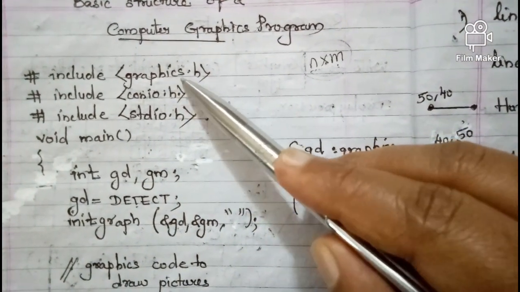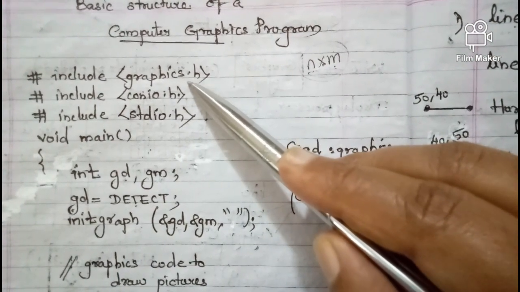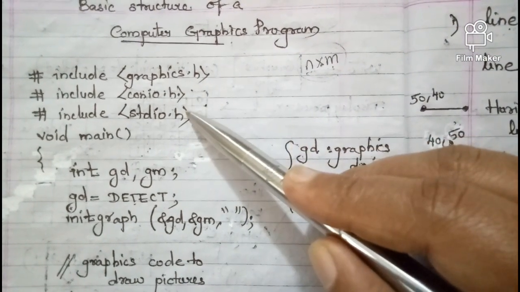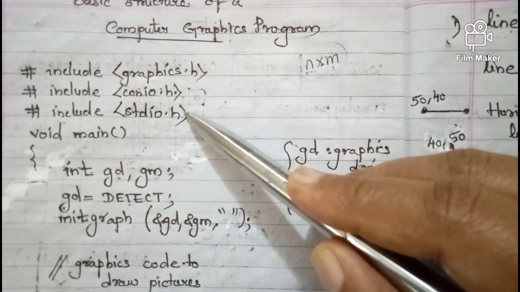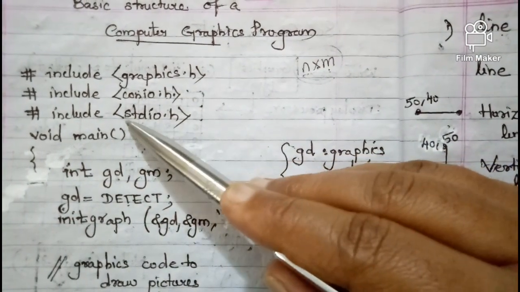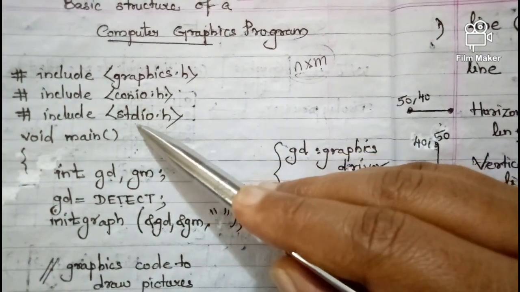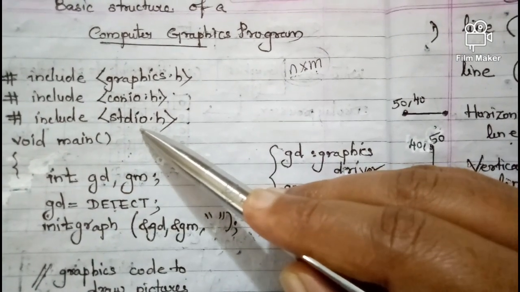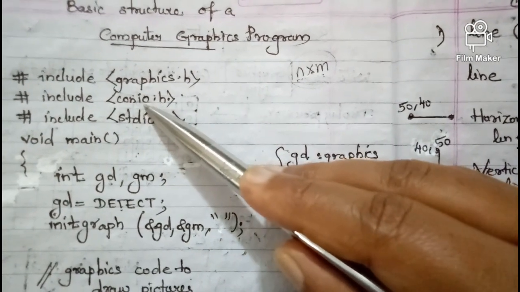The first header file is graphics.h. This is included so that using our program we can do graphics operations. The next two header files are already known to you. You might have used these header files before. This is conio.h and this is stdio.h. These header files are included so that our program can do standard input-output operations and console input-output operations.